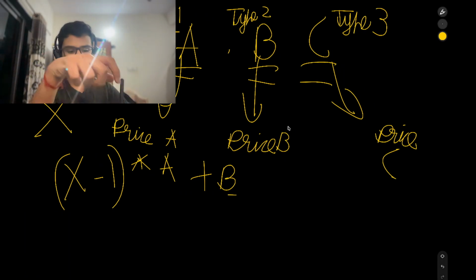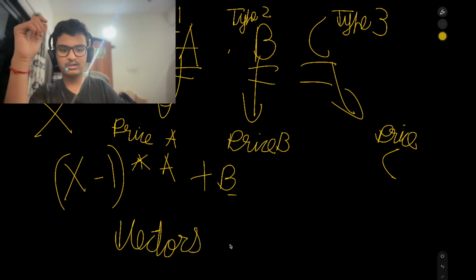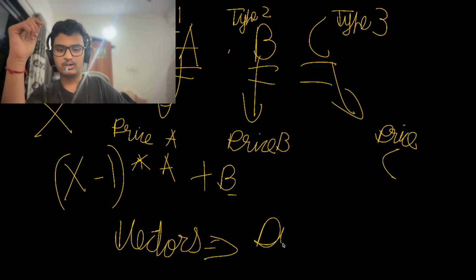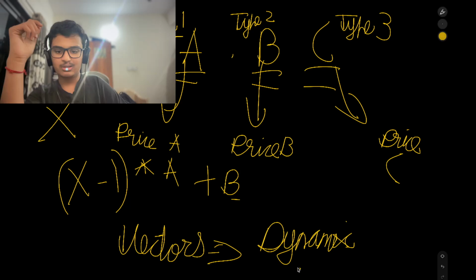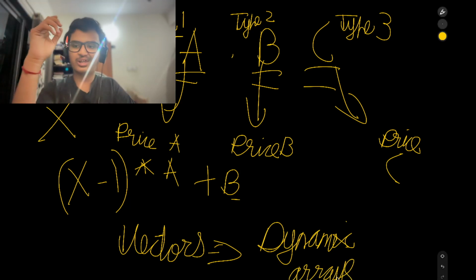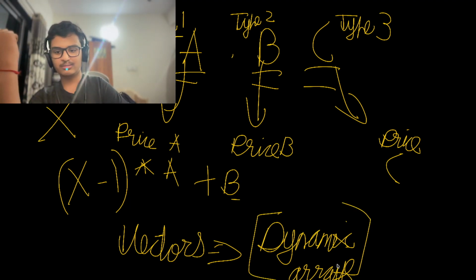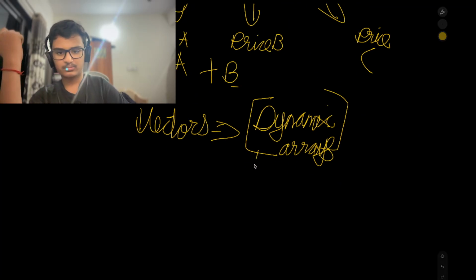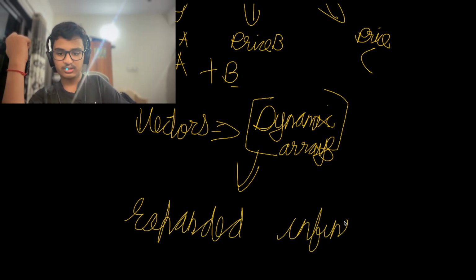Now vectors are dynamic arrays, so let me tell you, vectors are dynamic arrays, right? So what do these arrays do? Well, first of all, they can be expanded infinitely.